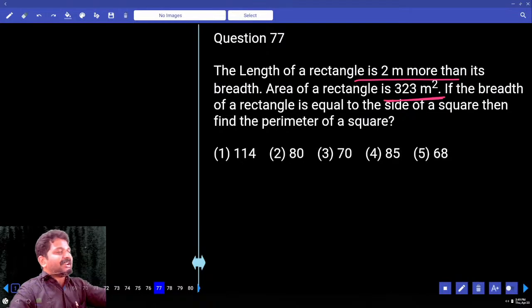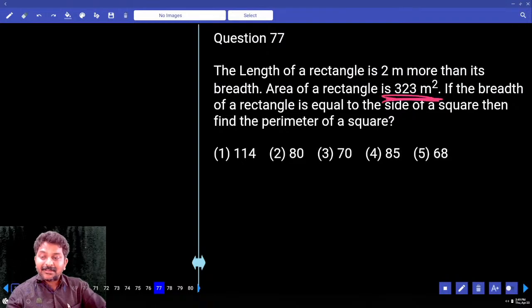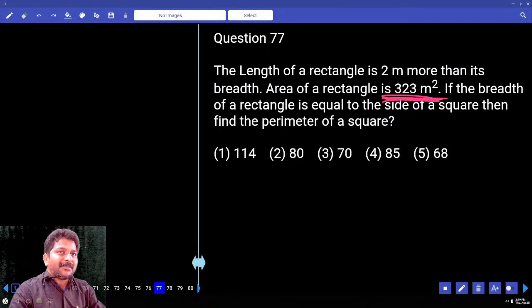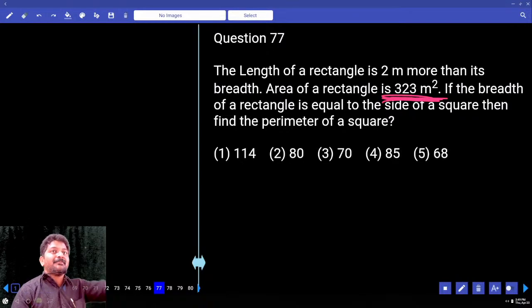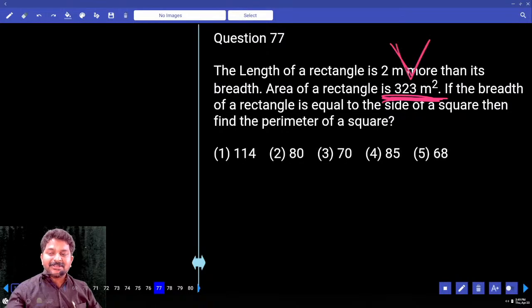Consecutive even numbers, what is the difference? Consecutive odd numbers, what is the difference? But what is their product? 323. That means an odd number only. So can those numbers be consecutive even numbers? No, because the product of even numbers ends with an even number, but here we have an odd number, so they must be consecutive odd numbers only.